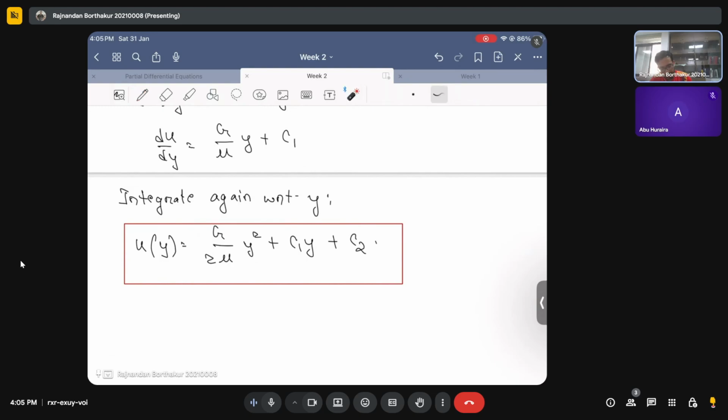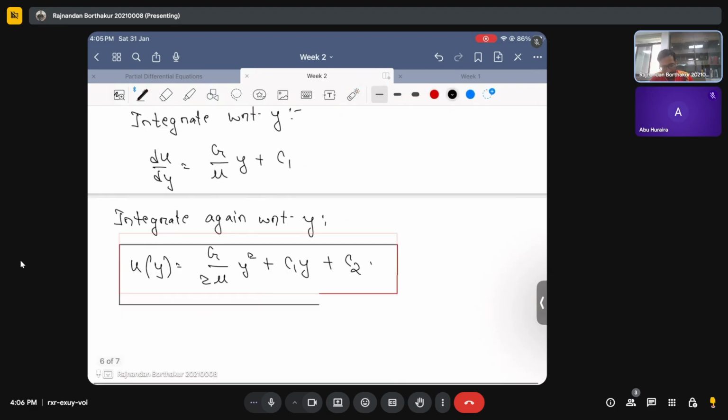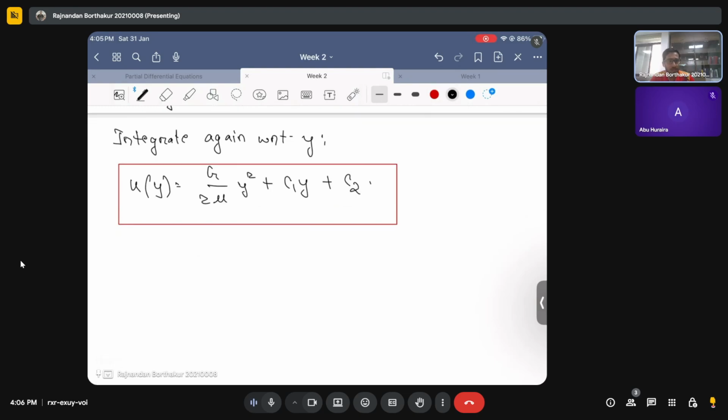You can see that C1 and C2 are constants of integration, and typically we are supposed to get two constants of integration just because this is a second order ODE that we are solving. Since it is second order, we are bound to get two constants of integration. The job that we are left with now is just to calculate these constants C1 and C2. For that, we'll use the boundary conditions that are given to us. So let's work out the boundary conditions now.